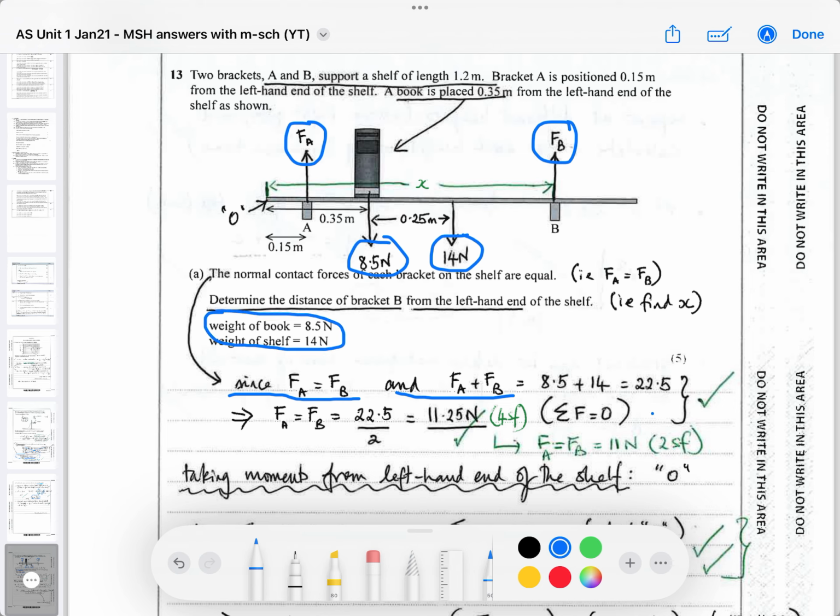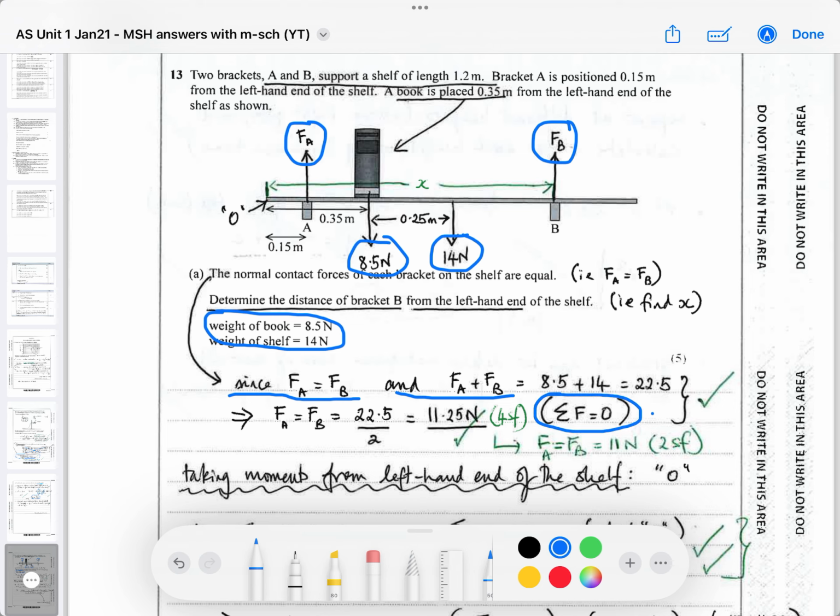So those two equations are basically simultaneous equations, if you're thinking in terms of maths. So you know that FA equals FB, that means each of the F's upwards must be equal to the total force downwards divided by 2, which makes it 11.25 newtons, because the sum of the forces in a balanced situation, Newton's first law, the sum of the forces must be equal to 0. Sigma F equals 0 is how I put it.